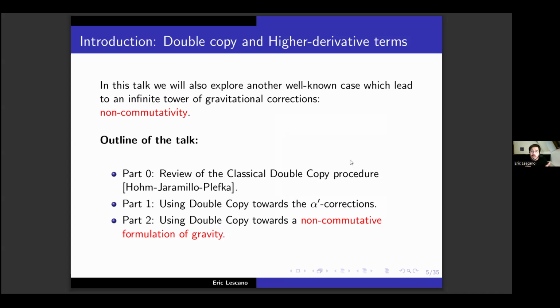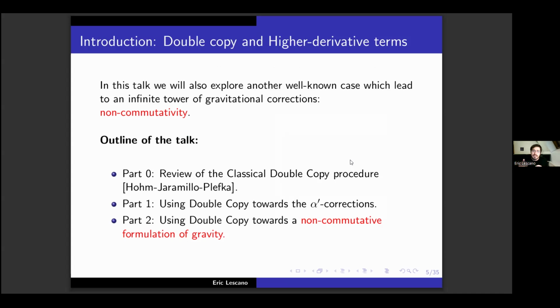And then in part 1, I will explain how myself and my collaborators have used this particular setup to construct the alpha prime corrections, a particular limit of the alpha prime corrections. And in the very end, if I have time, if not, I will stop in part 1.